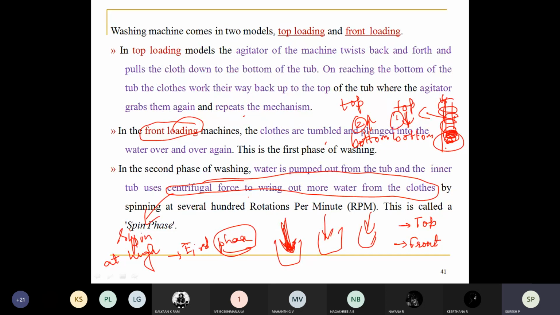That particular spinning, that is whatever centrifugal force you are going to apply, is called the spin phase. That particular phase is referred to as the spin phase. So that is how the rotation is going to take place.